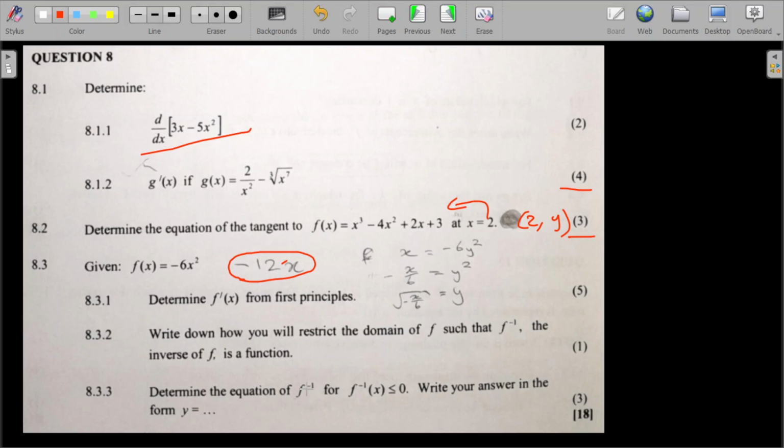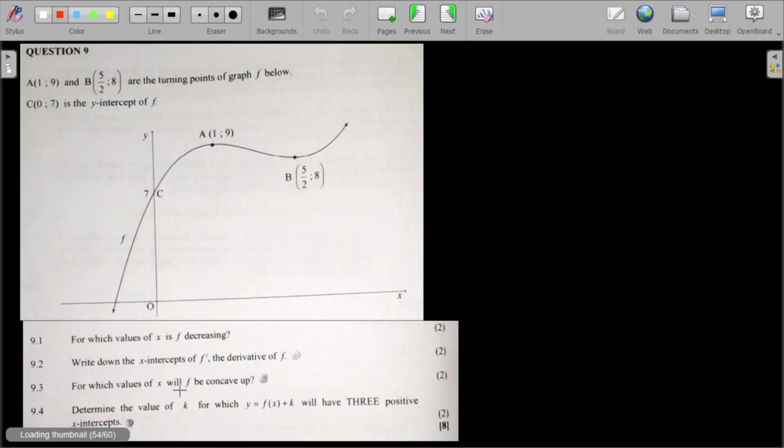And then determine the inverse. Here, determine the inverse, and then they give you the domain. This is the domain of the inverse, not the domain, man, the range. This is the range of the inverse. And then write down the inverse, which is again just writing the inverse. Yeah, interesting question. Out of 18 marks, I will give it plus or minus 10.